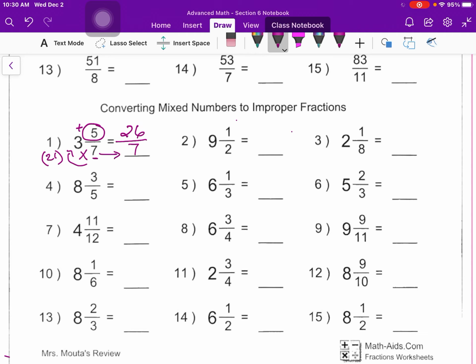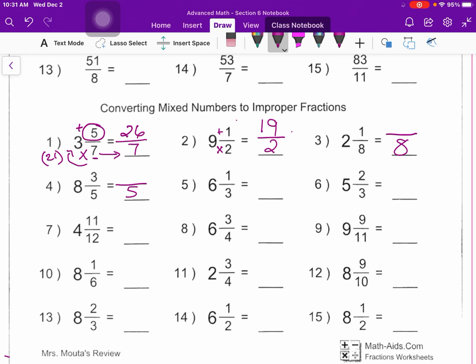Okay? So I know the denominator is always going to be the same. I could even write those in right now, so I know that. So I just have to figure out what the top number would be. So you take the denominator times the whole number. 9 times 2 is 18. Plus 1 is 19, and my denominator stays the same.